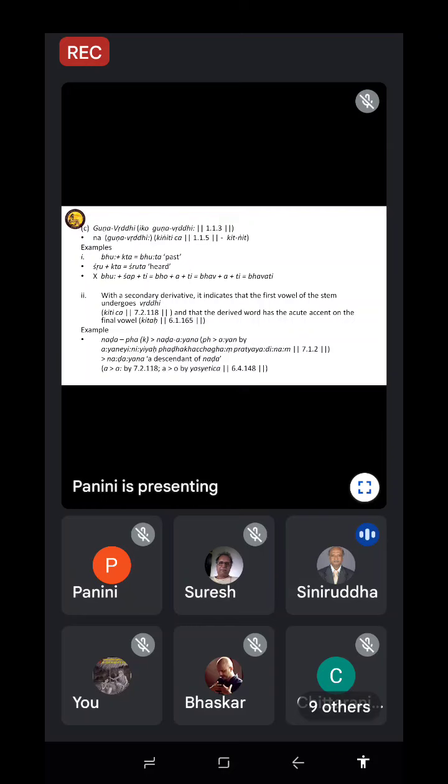Panini gives the substitution rules for this separately in the seventh chapter: 7.1.1 Yuvoranakau and 7.1.2, which tell what sound is changed to or substituted by what. You will get that in 7.1.1 and 7.1.2. The sutra 6.1.163 tells that the derived word has the acute accent on the final, kiticha. So kiticha gives you phak, and you get Narayana.